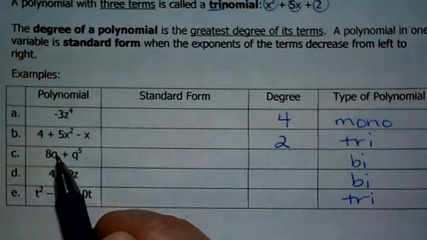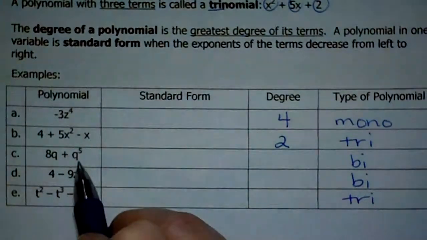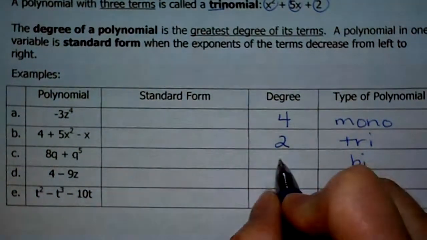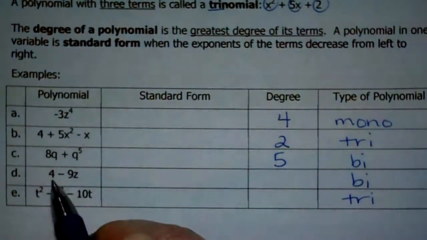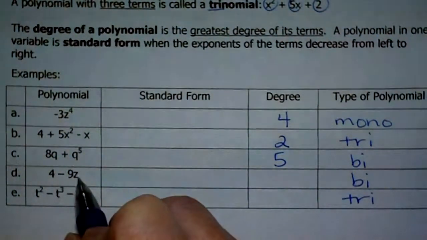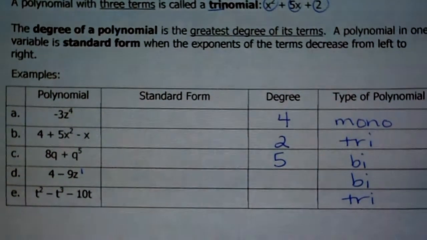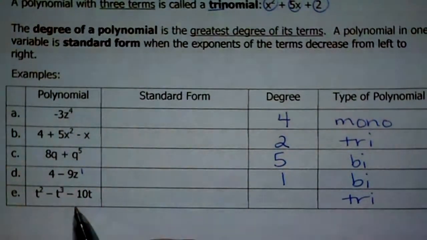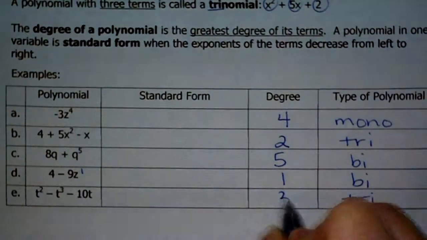Here, I see q here, and I see q to the 5th power here. The degree of this one would be 5, because q to the 5th power is greater than just q. Here, I see z. This doesn't have a z over there. And you might be thinking, oh, it's 0. No, when you don't see an exponent, it's really like there's a little 1 there. So this is the 1st degree. And here there's a whole bunch of t's, but the highest one is t to the 3rd power. That makes the degree of this 3.